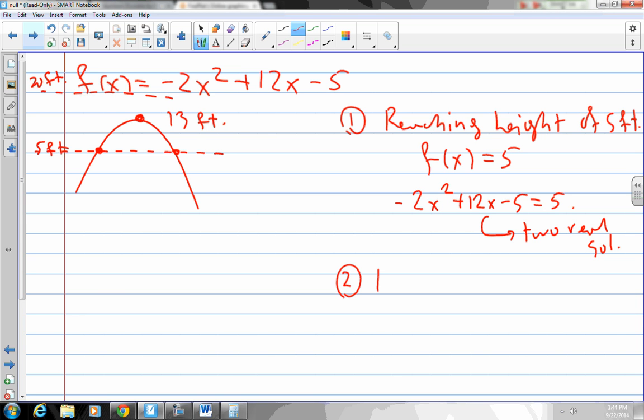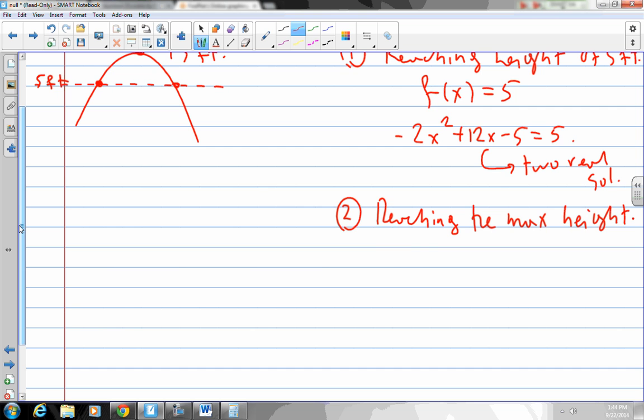If I ask you about reaching the maximum height, in our case, that happened to be 13 feet, but let's say I don't know about this. So it's f of x equals the maximum height, in our case 13. I will solve this equation, negative 2x squared plus 12x minus 5 equals 13. How many solutions will that equation have? 1 solution, right? Somebody already mimed that, because you're going to reach the maximum once.